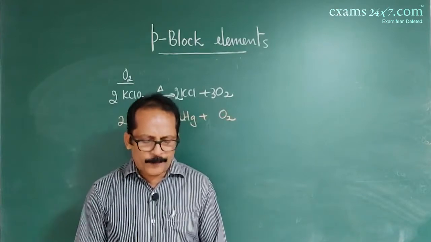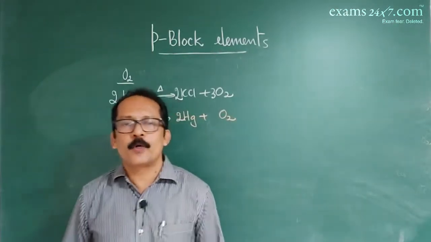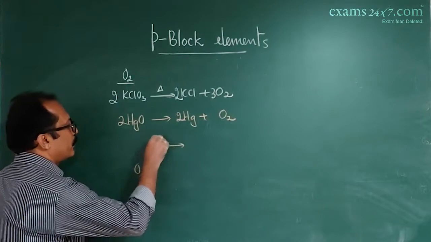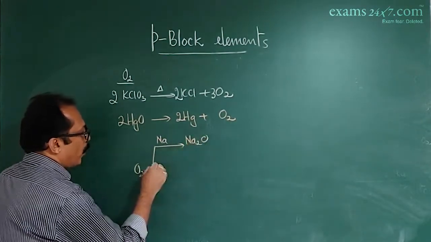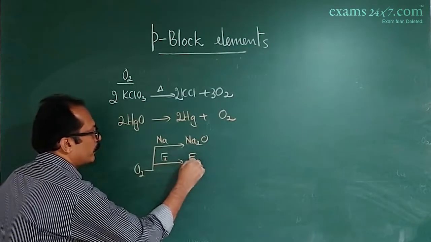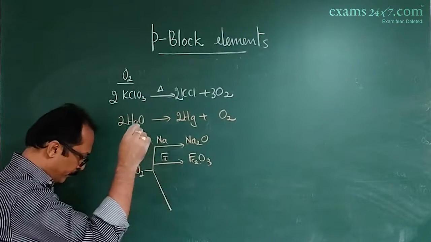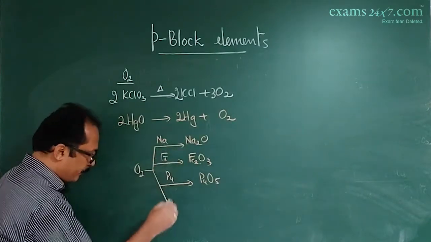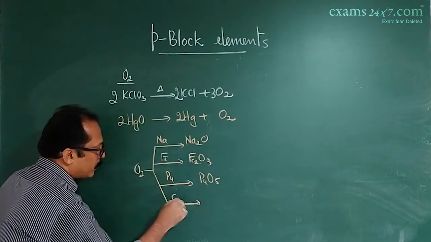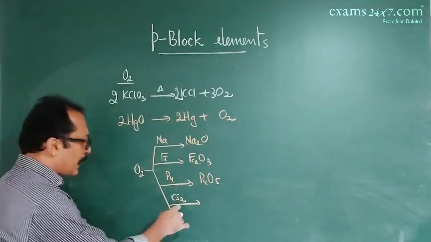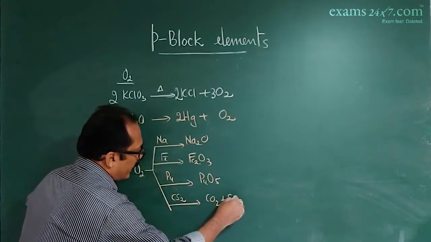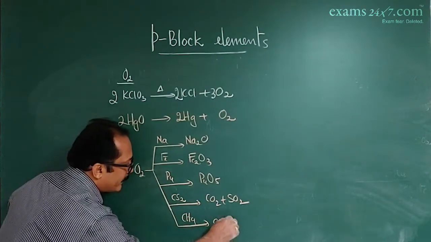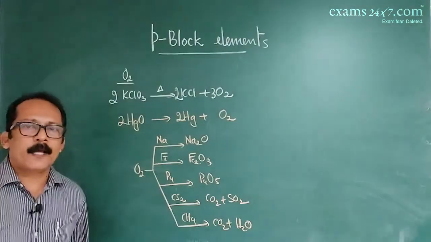Now, about the properties of oxygen. Oxygen reacts with sodium to give sodium oxide. Oxygen reacts with iron to give ferric oxide, Fe2O3. Then reaction with phosphorus gives phosphorus pentoxide, P4O10. Then reaction with carbon disulfide gives carbon dioxide and sulfur dioxide. Similarly, one example of a combustion process: methane on heating with oxygen gives carbon dioxide and water.